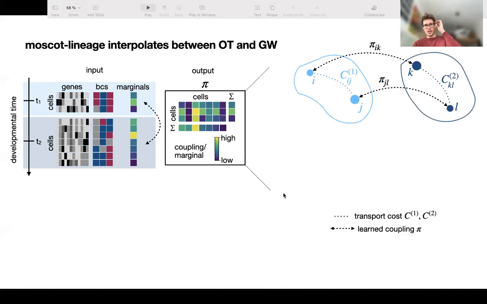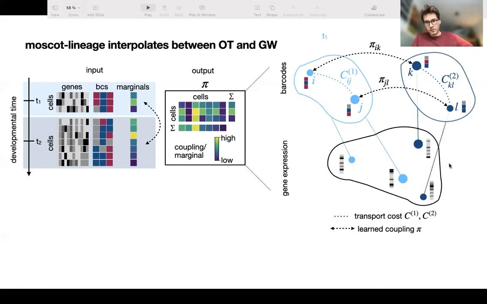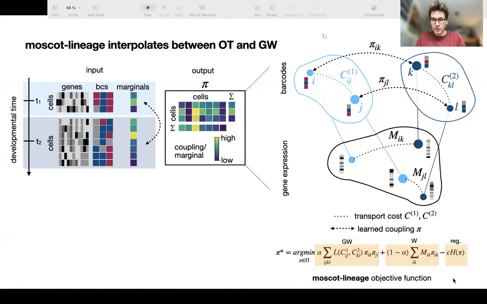The way we do it is by using a Gromov-Wasserstein setting. So we have two metric spaces corresponding to T1 and T2 in barcode space. We compare barcodes only within one time point. So here in time point T1, we can say this barcode from cell I is similar to this barcode from cell J. And we do the same thing in time point T2. Additionally, we also have gene expression information for all of the cells. And in this gene expression space, we can make one-to-one comparisons across time points between cells. The final objective function is basically an interpolation between these two terms. It's called Fused Gromov-Wasserstein.